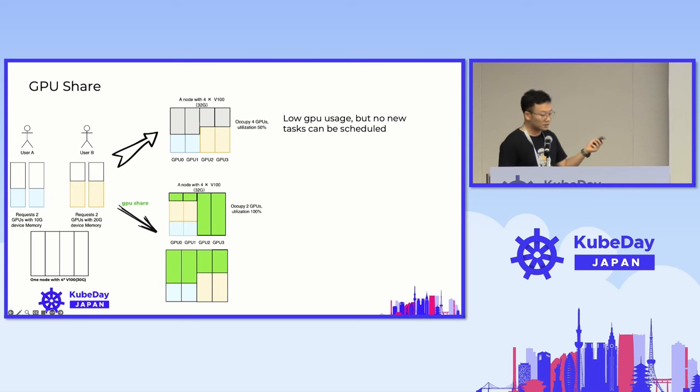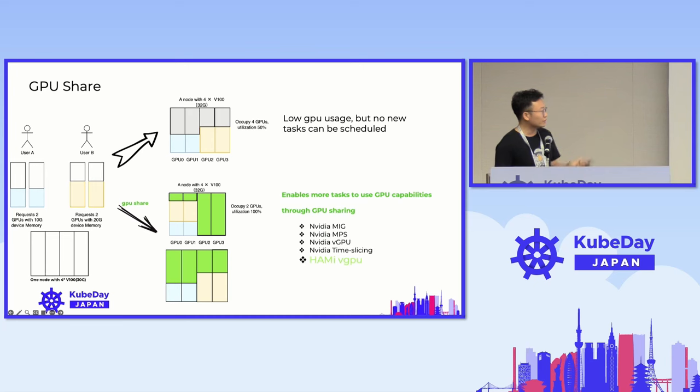The second part is how resources are allocated differently. They are mainly related to technologies for GPU sharing, such as NVIDIA MIG, MPS, NVIDIA vGPU, and time slice, and of course the one in this session, HAMi. So I will introduce how HAMi achieves NVIDIA GPU sharing.